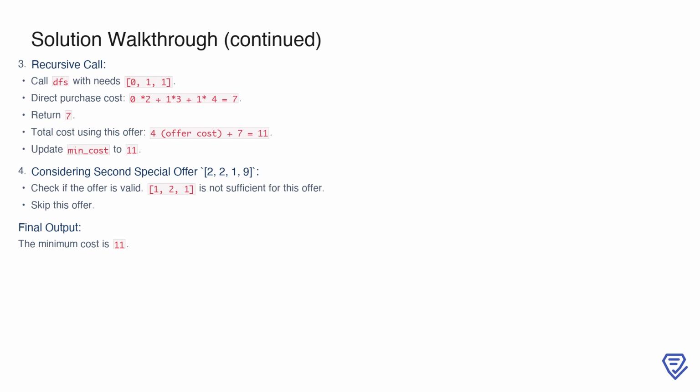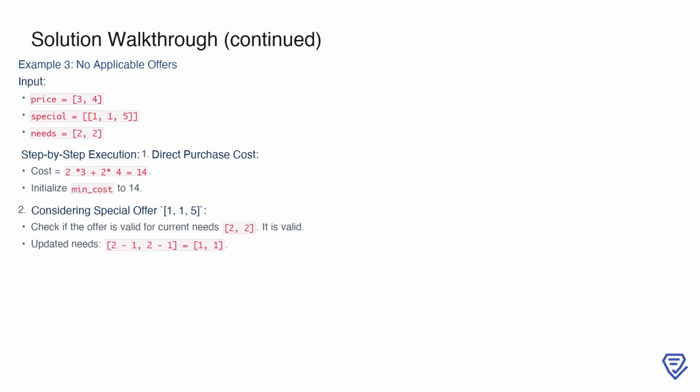This results in a total cost of 11. We compare this with our current min_cost of 12 and update min_cost to 11. Next, we consider the second special offer, 2, 2, 1, 9. However, the current needs, 1, 2, 1, are not sufficient to use this offer, so we skip it. The final minimum cost remains 11.